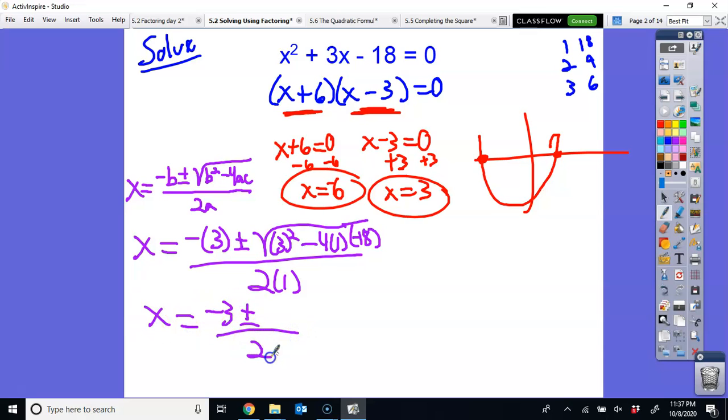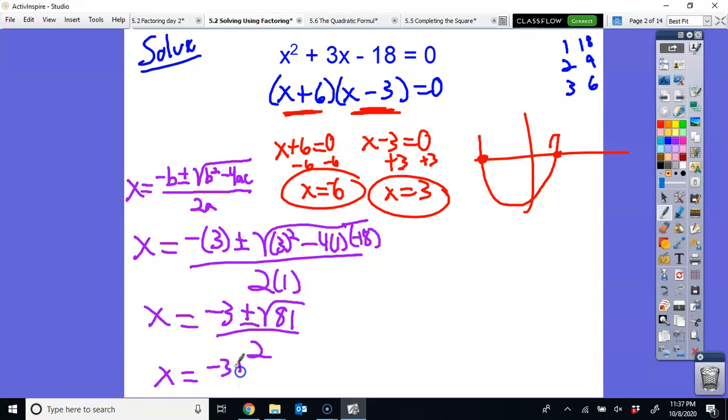2 times 1 on the bottom is 2. Inside this radical, this square root, I'm going to have 3 squared, which is 9, minus this 4 times 1 times 18, or -18, I should say. And that's going to give me, what's that, 72 plus 9 is 81. So you're going to have the square root of 81. The square root of 81 is 9, in case you don't remember any of your perfect squares from middle school.